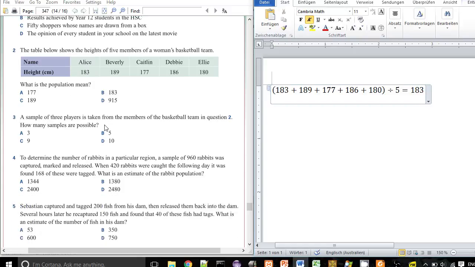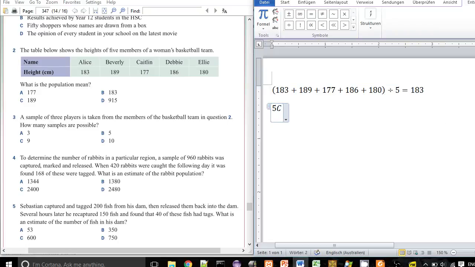A sample of 3 players is taken. How many samples? Okay, so this is sort of probability or combinations. There's 5 people. We're choosing 3. So on your calculator, it's 5 choose 3, 5C3, which I'm pretty sure is 10. Yeah, you can also list them. Okay, AB, AC, AD, AE, BC, BD, BE, CD, CE, DE. There'll be 10 of them.